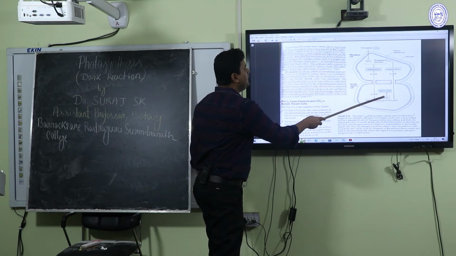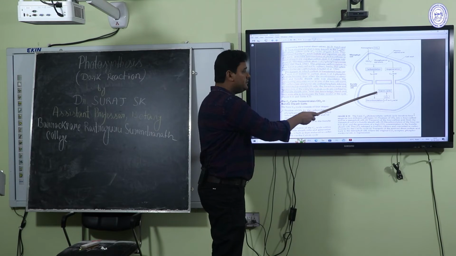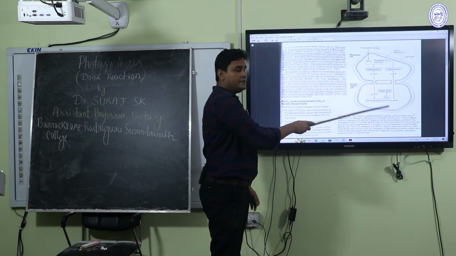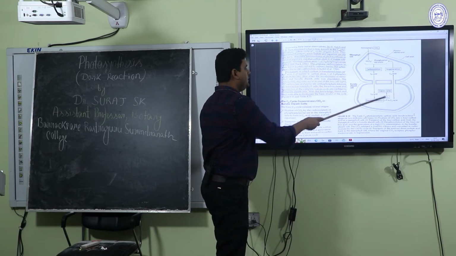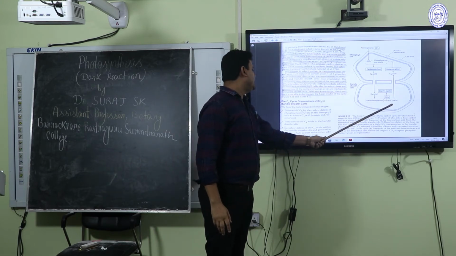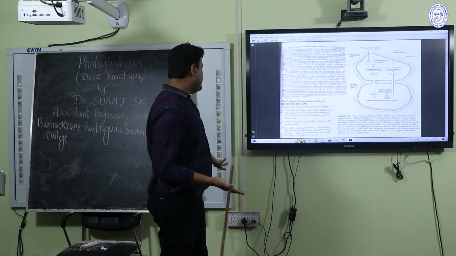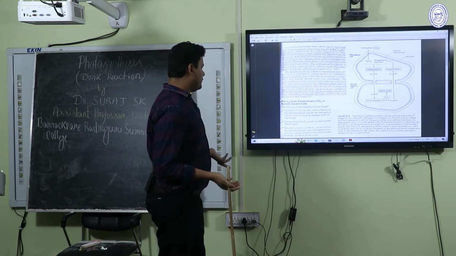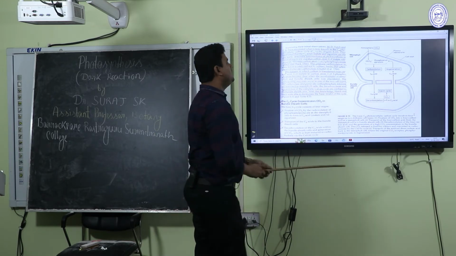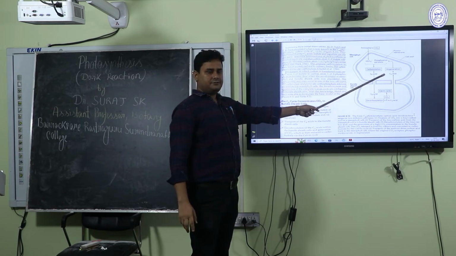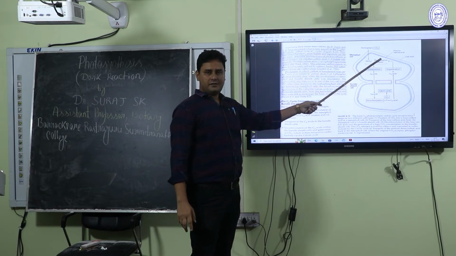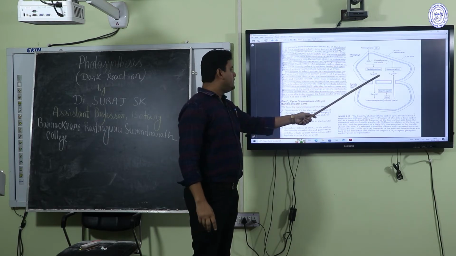This CO2 starts the Calvin cycle. Okay, so this CO2 will enter into the Calvin cycle. Now, after decarboxylation, a C3 acid will be produced, and this C3 acid will be transferred to the mesophyll cell, and here regeneration of phosphoenol pyruvate will happen. Okay.